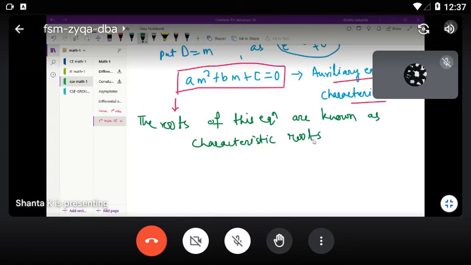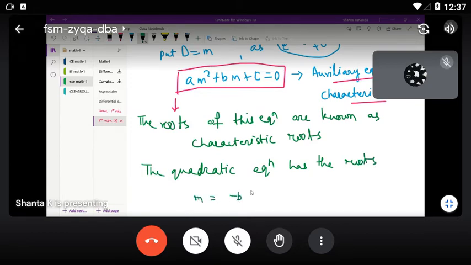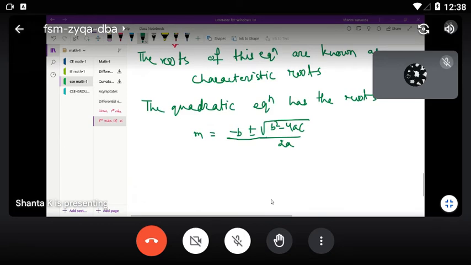It's a quadratic equation, it's a second order one, so the quadratic equation has the roots. So you can put that formula for the quadratic equation, m equals to minus b plus or minus square root of b square minus 4ac, by 2a. Okay. Now you see, we will look at the types of the roots.